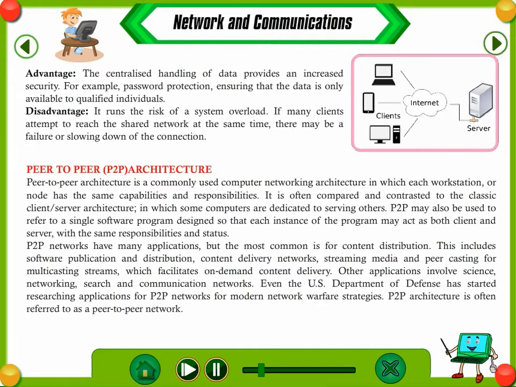Peer-to-peer networks have many applications, but the most common is for content distribution. This includes software publication and distribution, content delivery networks, streaming media and peercasting for multicasting streams, which facilitates on-demand content delivery. Other applications involve science, networking, search and communication networks. Even the US Department of Defense has started researching applications for peer-to-peer networks for modern network warfare strategies. Peer-to-peer architecture is often referred to as a peer-to-peer network.